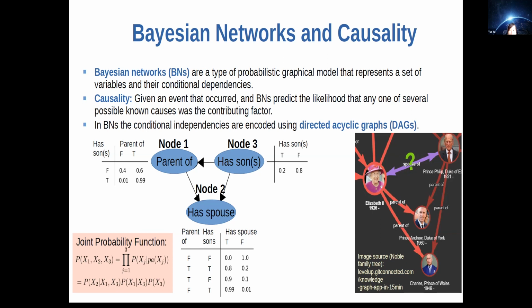We can infer that, very likely, this person has a spouse or had a spouse. So if we want to represent that as a joint probability function, how do we write that? That is the Bayesian network. Basically, the probability of our node 2, event 2, depends on events 1 and 3.